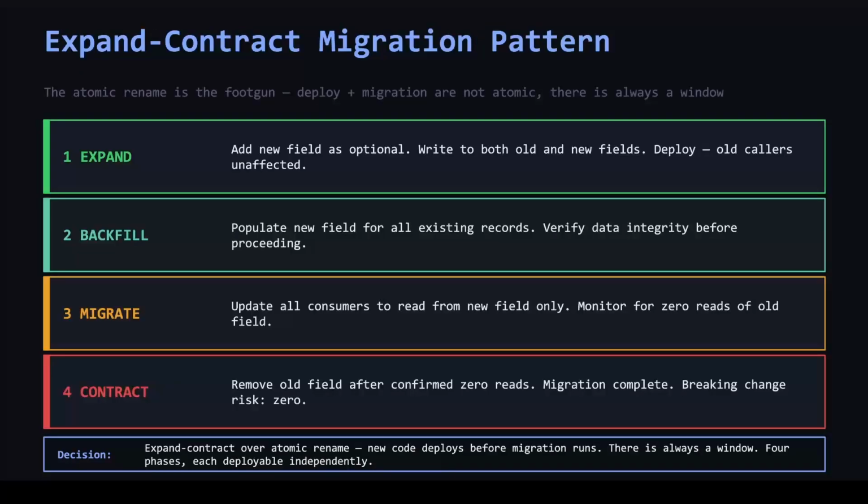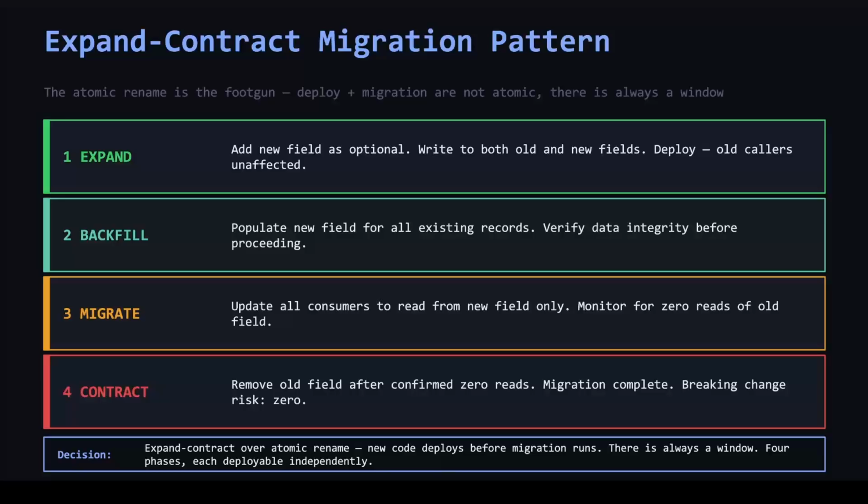The expand contract migration pattern. The atomic rename is the footgun. You rename a field in the server action. You rename it in the caller. You deploy both in the same release. Between the moment the new code deploys and the moment the old client's browser tab, still open from the previous deploy, refreshes, there is a window. In that window, old callers send the old field name and the action rejects them. Expand contract eliminates this window.